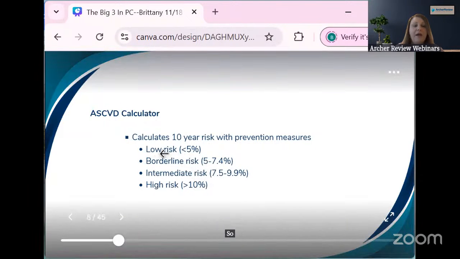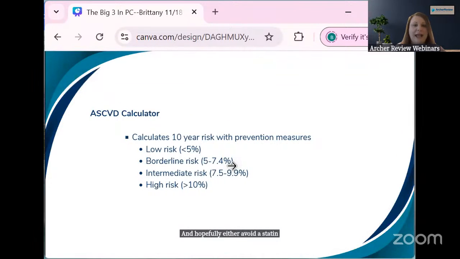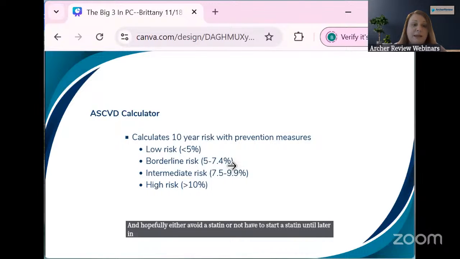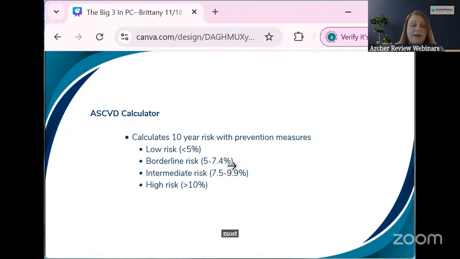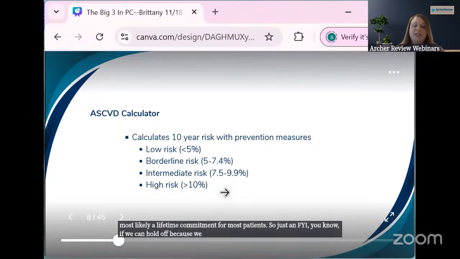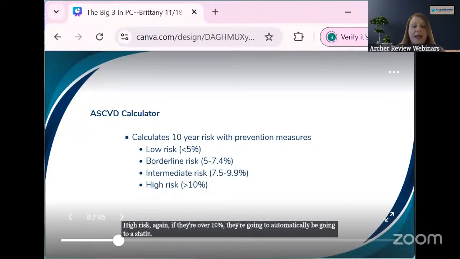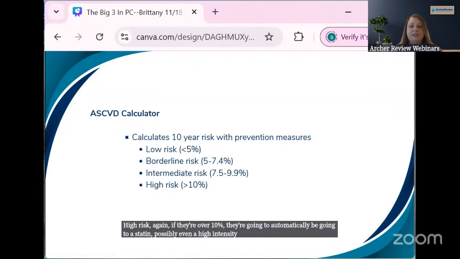So again, down in here is where we want to try to catch them, so they can start making those lifestyle changes and hopefully either avoid a statin or not have to start a statin until later in life, because a statin is most likely going to be a lifetime commitment for most patients. So just an FYI, if we can hold off because we can get them to do lifestyle changes, that is going to be better for our patients in the long run. High risk, again, if they're over 10%, they're going to automatically be going to a statin, possibly even a high intensity statin, which we'll talk about here in a minute.